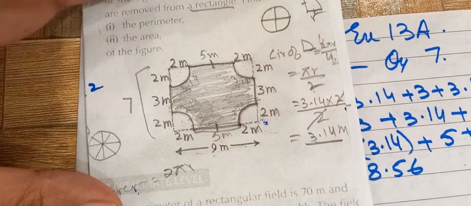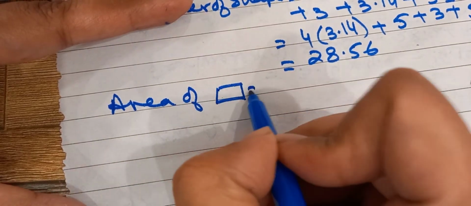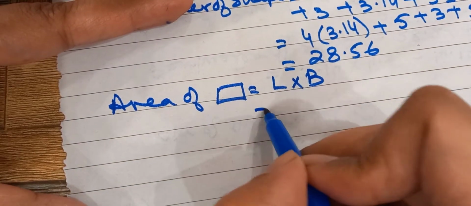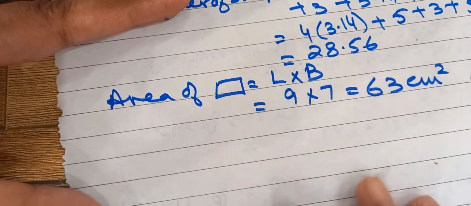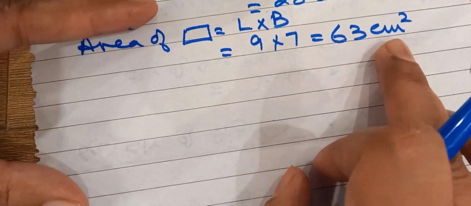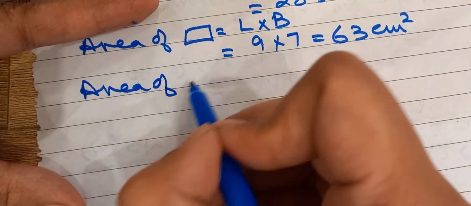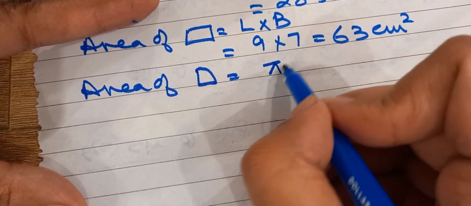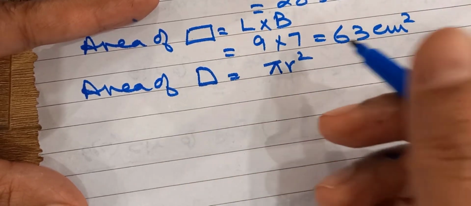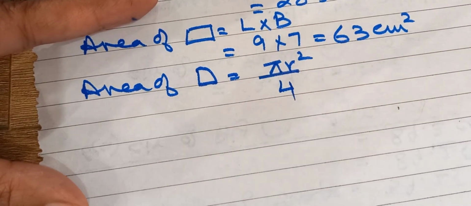from that rectangle. So area of rectangle is equal to length into breadth is equal to 9 into 7 is equal to 63 centimeters square. We always use a squared unit when we are dealing with area. Now area of a quadrant: area of a circle is pi r square. If we are dealing with a quadrant, then it is the fourth part, so we have to divide it by 4.